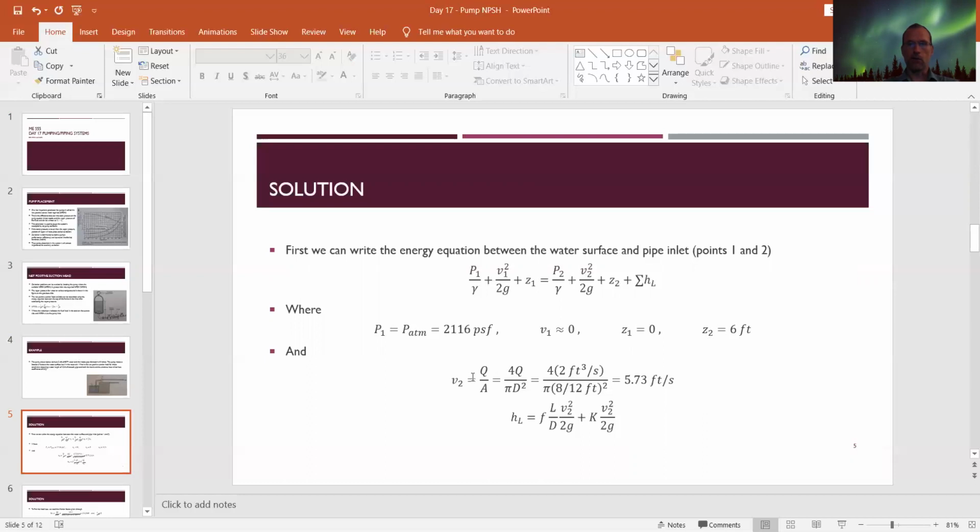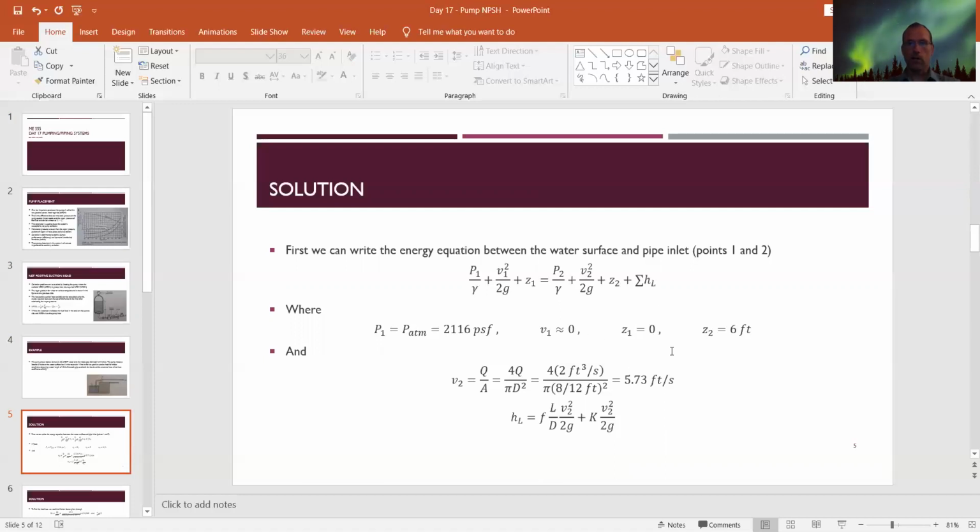And then my velocity going through the pipe, I can just find from the flow rate. So flow rate divided by area is velocity. Area is pi d squared over 4. And so I have a flow rate of 2 cubic feet per second, a diameter of 8 inches, want to make that into feet. So plugging that all in, I get a velocity of 5.73 feet per second for this flow rate.